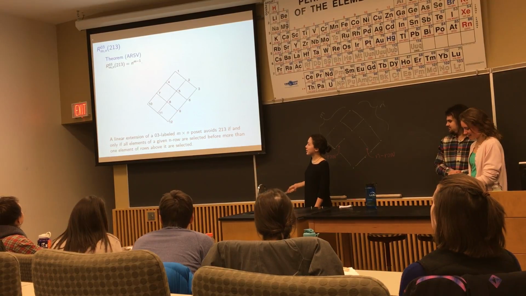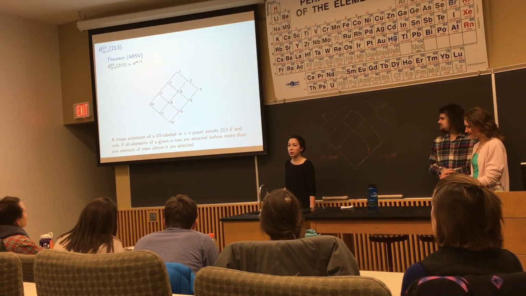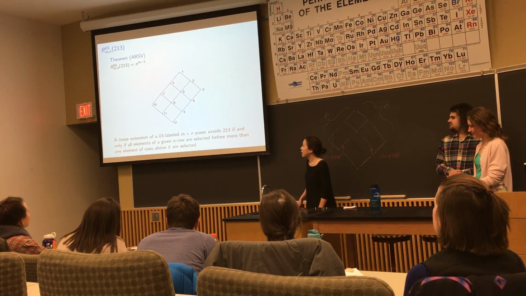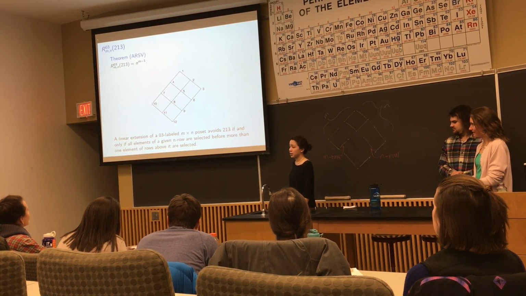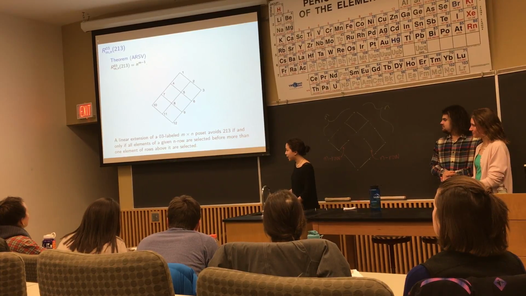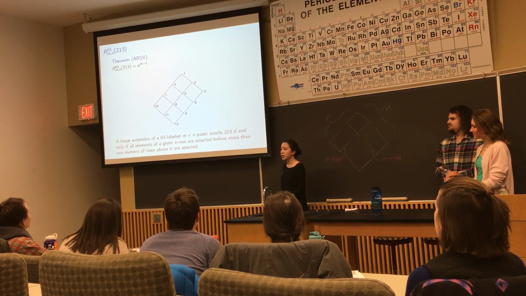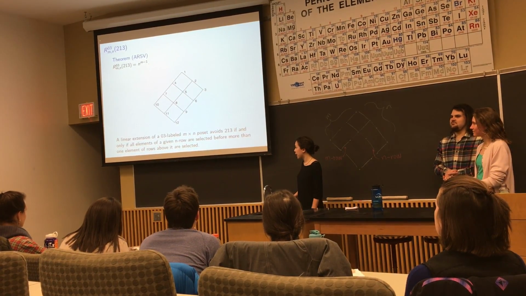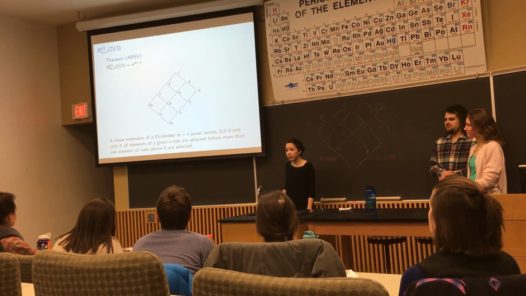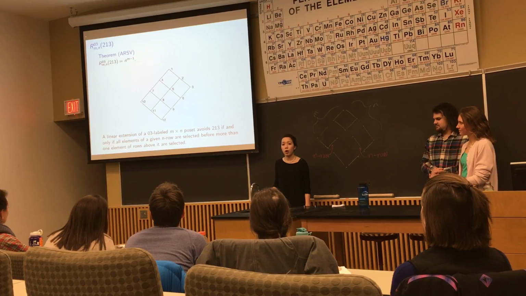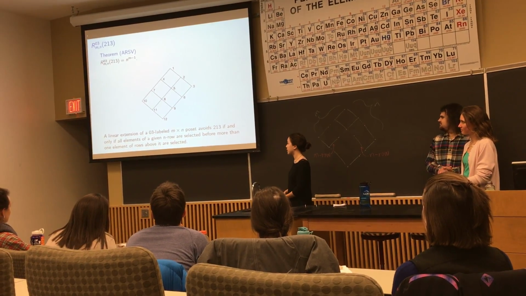So the number of linear extensions that avoid 2, 1, 3 in a 0, 3 numbered poset, for an m by n poset, is n to the m minus 1. So why is that? First we're going to claim that a linear extension of a 0, 3 labeled m by n poset avoids 2, 1, 3 if and only if all elements of a given row are selected before more than one element in rows above it are selected.